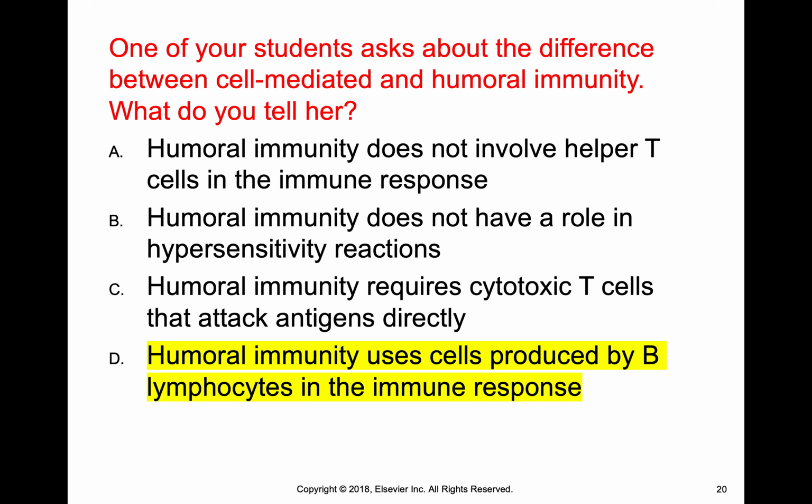And the answer is D. Humoral immunity uses cells produced by B lymphocytes in the immune response.